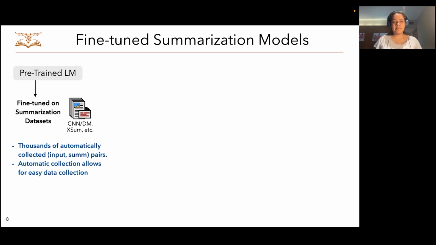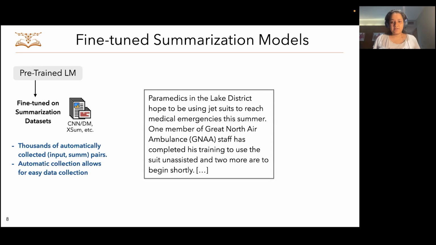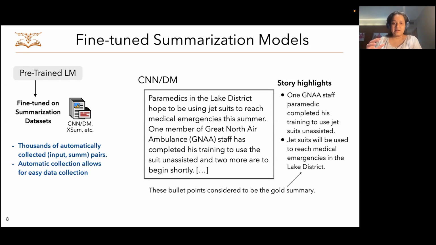But let's dig a little deeper into what these datasets actually contain. So again, it's the same article from before. If this was the CNN/Daily Mail article, the way the summaries were obtained is that back in the day, CNN and Daily Mail used to have a story highlights part associated with each article, which was just a set of bullet points that were written by humans. And these were considered to be the gold summary, and models were trained to emulate these.